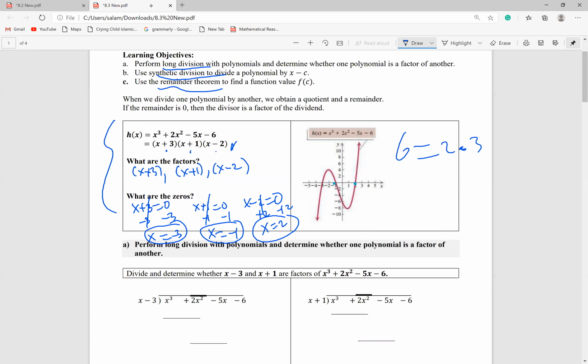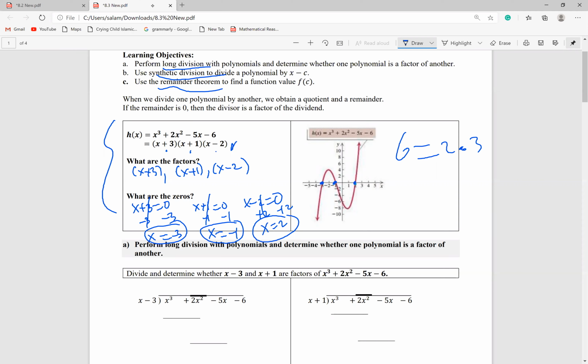And one fact we know is the zeros are our x-intercepts, okay? And when you come to this graph, you confirm that. You see that x equals to negative 3 is our x-intercept. You can see negative 1 is also our x-intercept. And you can see this is 2. This is also our x-intercept, okay? So that's more like a kind of review.